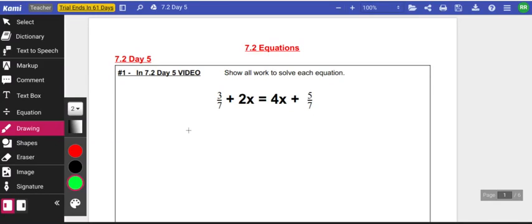Okay, I am here in 7.2 day 5 CAMI assignment. I'm going to solve numbers 1 and 2 in this video, and then you'll solve the last 4. So I want to show all my work to solve the equation.